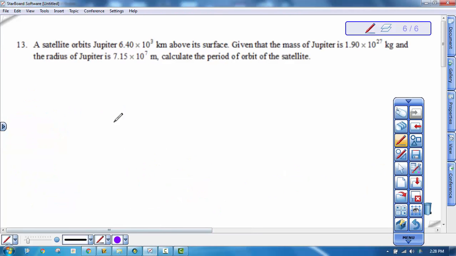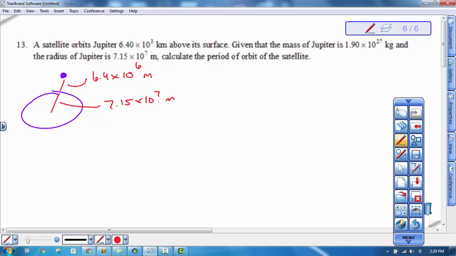All right, then the last problem gives us a satellite orbits Jupiter. Here's Jupiter, we've got a satellite up here. And then it gives us some information. It gives us the radius here, and it gives us this height. It says this height is 6.4 times 10 to the third kilometers, but we want to use meters, so let's use 10 to the sixth. And I know I'm going to have to give some partial credit, because some people probably made the only mistake of leaving it as 10 to the third, in which case, obviously I'll give you minus 1, I'll do that when I get back. The radius of Jupiter here is 7.15 times 10 to the 7th meters, and we have the mass of Jupiter, which is 1.9 times 10 to the 27 kilograms.